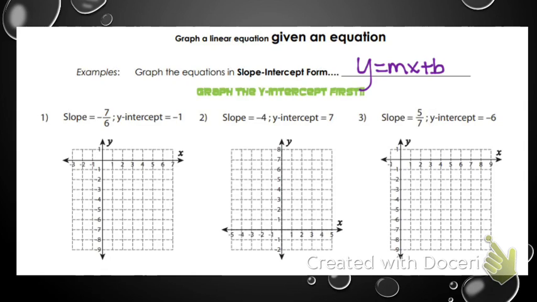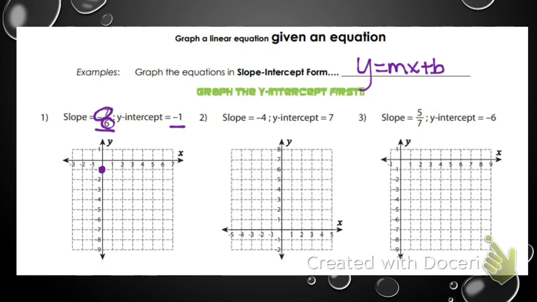Okay, so looking at number 1, they give us our slope is negative 7/6, and they give us our y-intercept is negative 1. So we're going to start by graphing our y-intercept at negative 1. And then our slope represents that it's going to go down 7 units and then to the right 6 units.